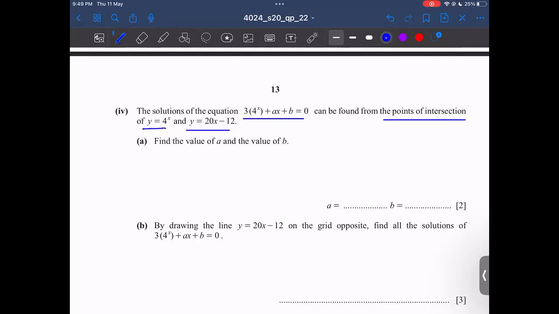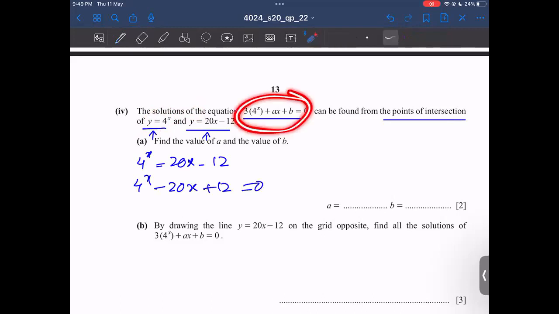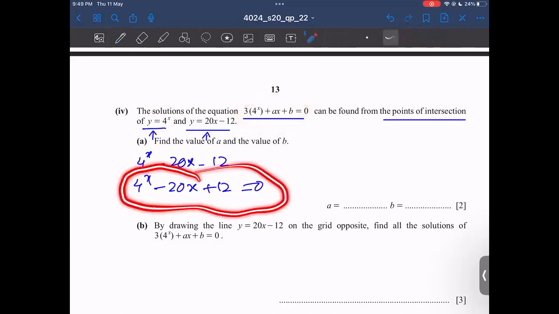All right, it says find the value of a and b. I can also find the point of intersection by solving these two equations. How would you solve this? I just write y equals 4 power x is equal to 20x minus 12. I just substitute the value of y over here. So I got 4 power x minus 20x plus 12. Now we have this equation which gives the value of x.